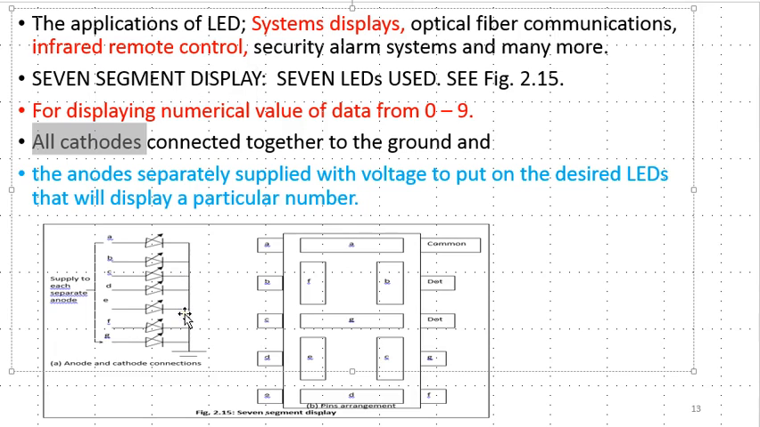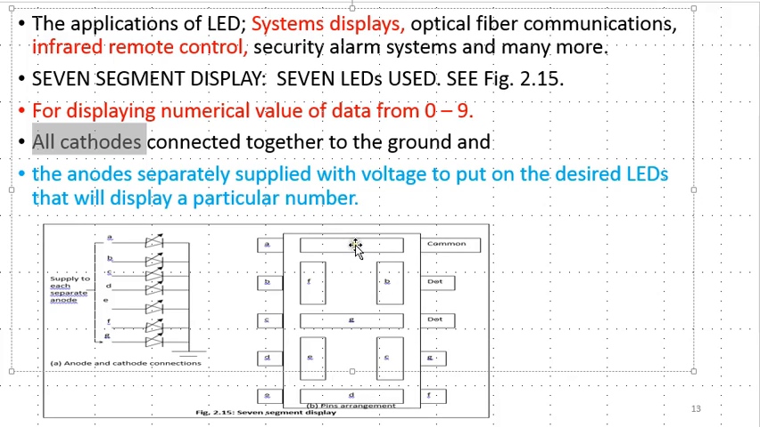Look at this example, please. Here I have 7 of them, and I label them A, B, C, D, E, F, G, and all their cathodes are connected together to the ground, but the anodes are separately excited. And these 7 diodes are arranged in this way. This is my A, this is my B, this is my C, this is D, E, F, and this is G. And as you can see, whenever B and C are on, I should have something representing 1. And whenever all of them are on, you can see that it is a figure 8.